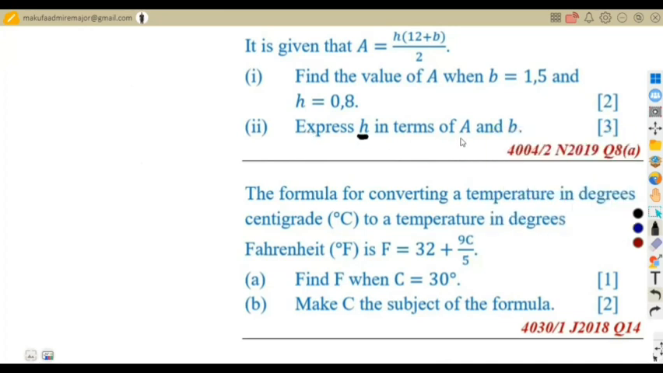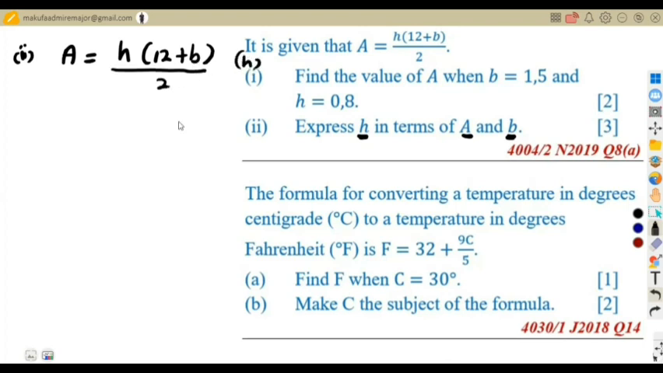Item 2, express H in terms of A and B. Make H the subject of the formula. That is what you're given there. Make H the subject of the formula, given that A is equal to H into 12 plus B, everything over 2. What is it that we have this time? We have got brackets, we've got fractions, and so forth. So start with fractions. Clearing of fractions is the best part before you think of the brackets.